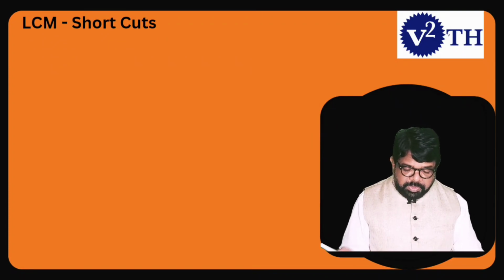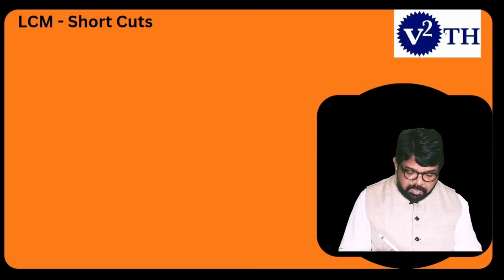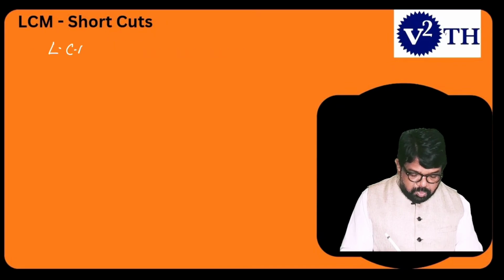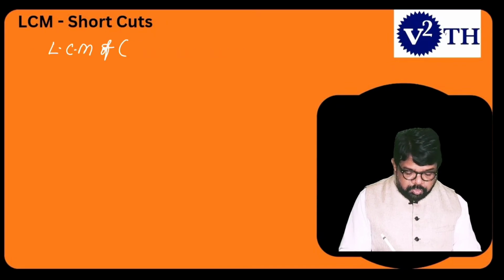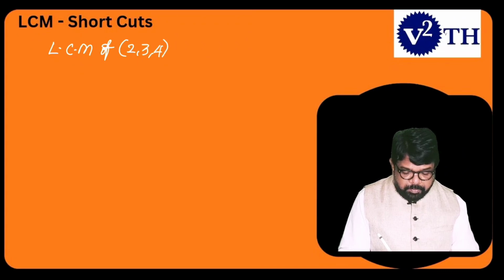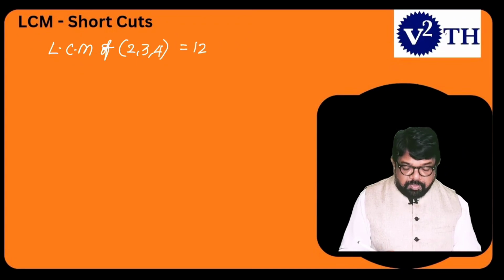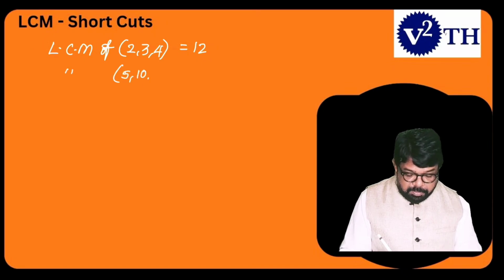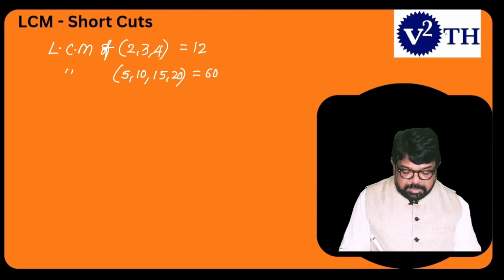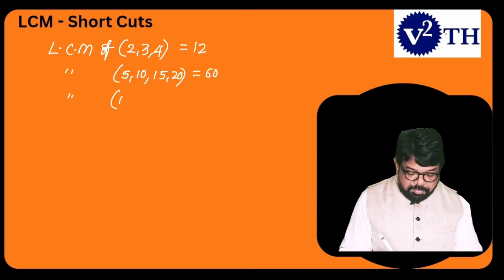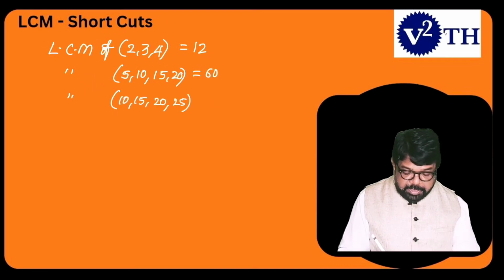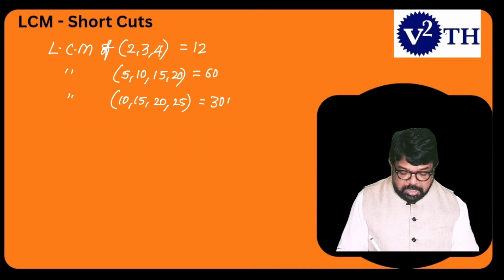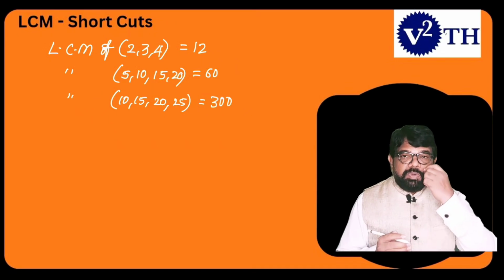In the last video, we discussed the LCM. See here, we calculated the LCM of 2, 3, 4. How much value did you get for the LCM of 2, 3 and 4? 12. Similarly, we calculated the LCM of 5, 10, 15, 20, and we got 60. Similarly, the LCM of 10, 15, 20, 25, we calculated, and the LCM is 300. In the previous video, we discussed this.